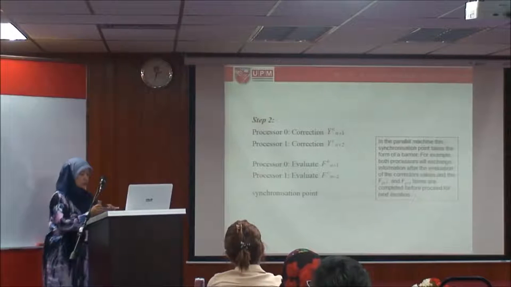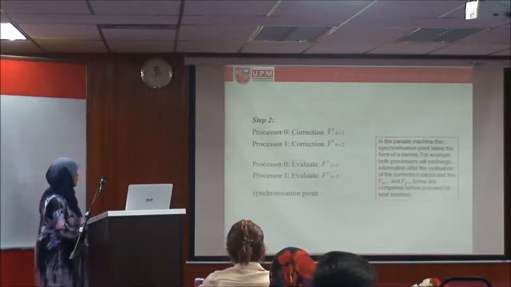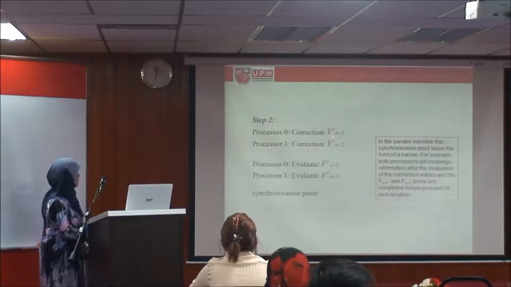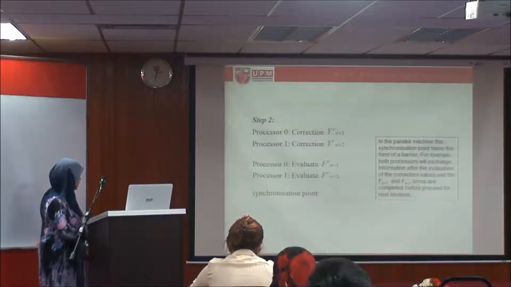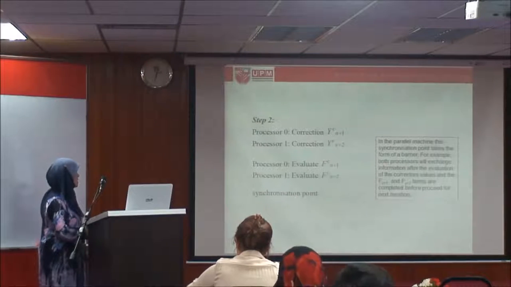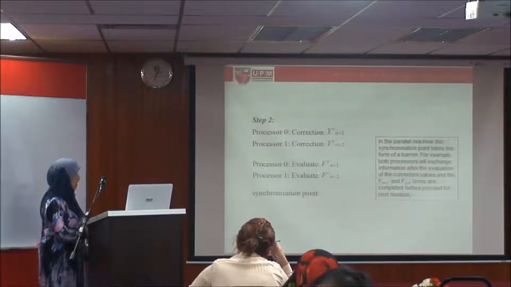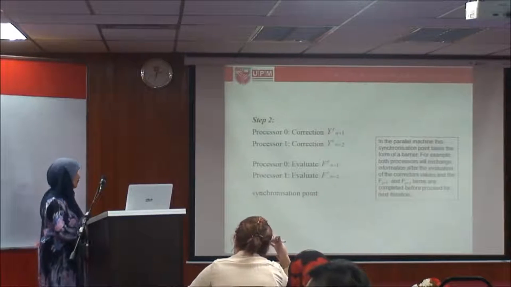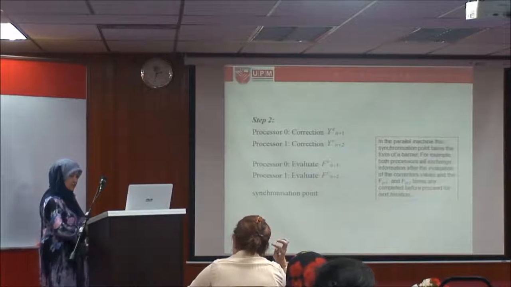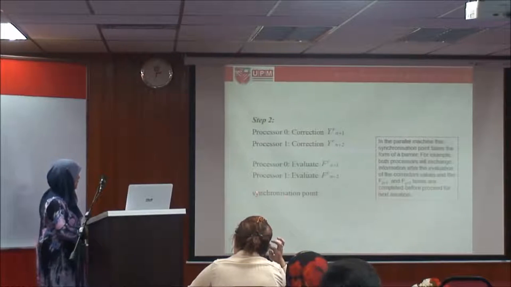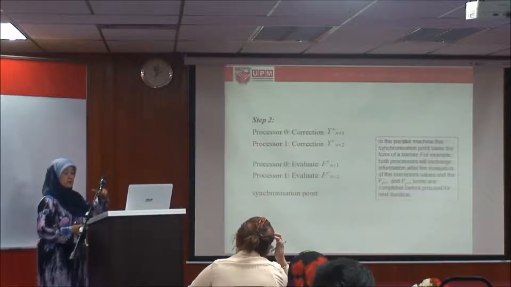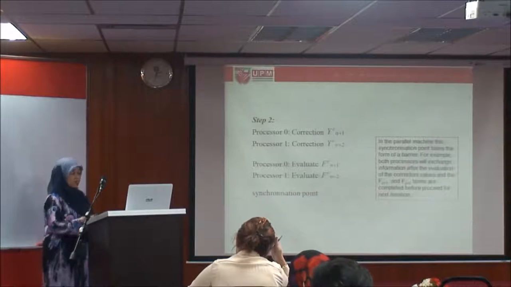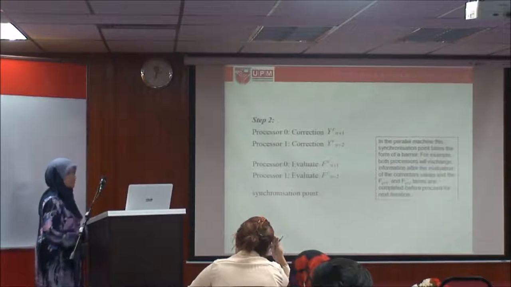Okay, for step 2, it is the same, where we have processor 0 for the first point, and processor 1 for the second point, and then we have the synchronization. Okay, this is for the first iteration. What happens if I did not have the synchronization here? Because I have a loop, because I do the iteration for convergence. What do you think will happen if I did not put the synchronization here?